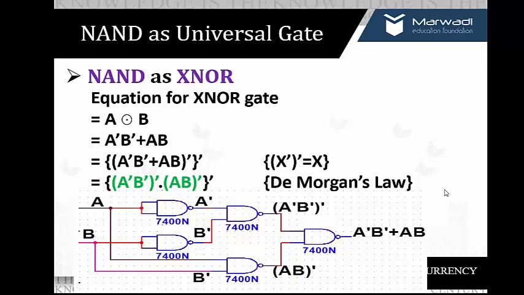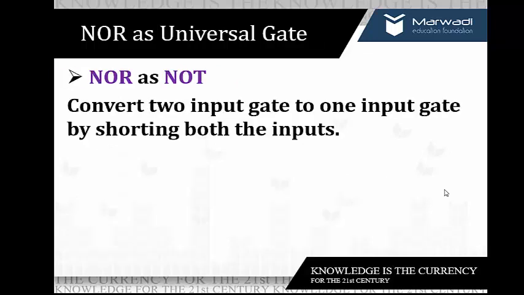Till now, we have looked at the implementation of the logical gates using NAND gate. Now we will be looking at the implementation of the same gates using the other universal gate, which is NOR gate. First is NOR as NOT gate.